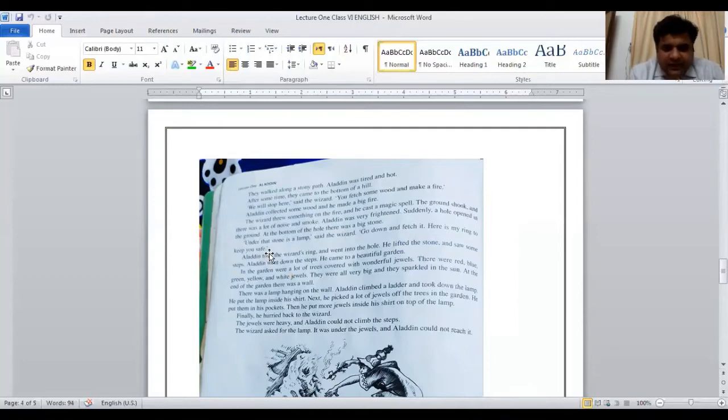Under that stone is a lamp, said the wizard. Now the wizard said to Aladdin that under that stone there is a lamp. Go down and fetch it.